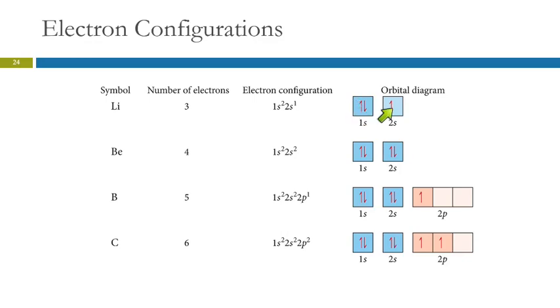You can imagine each of these boxes is a bed, right? So there's one bed in the s room, and this is another s room. Here's a p room. It's got 3 beds. We draw those boxes together because they are the same energy. They are degenerate. They're together.